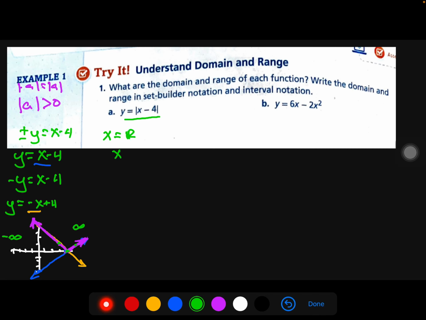Or x is greater than or equal to negative infinity, sorry, less than or equal to infinity. As far as the range goes, however, we have some restrictions because we are only above the x-axis, on or above the x-axis. So we're going to say y is greater than or equal to 0.